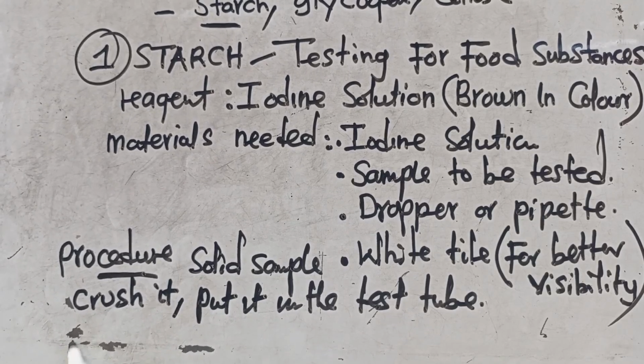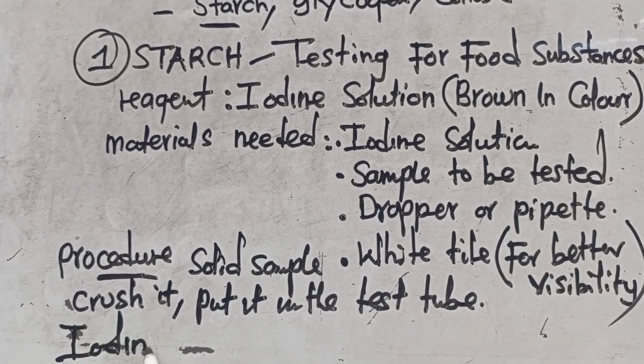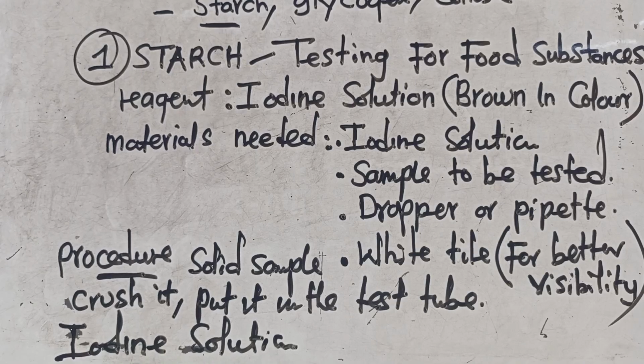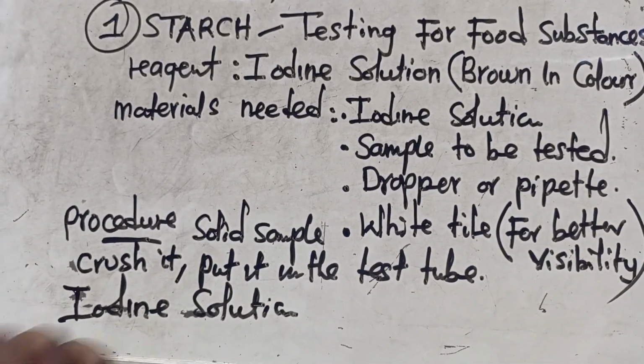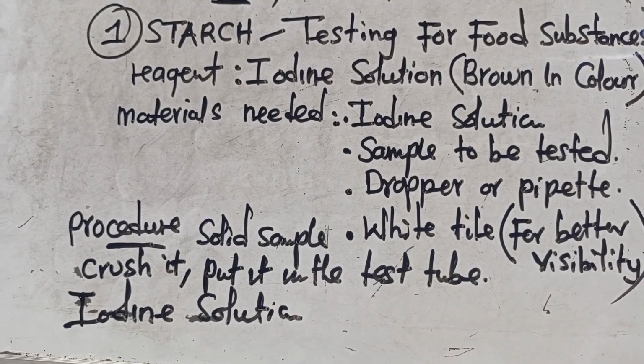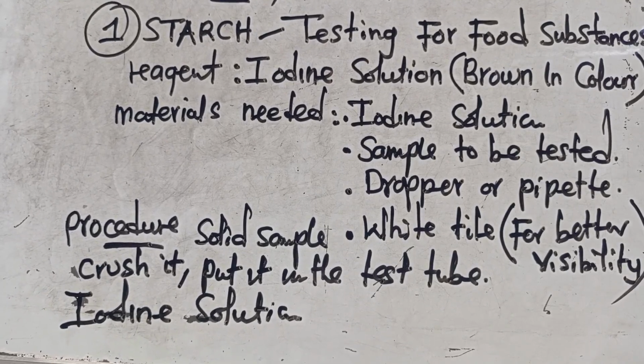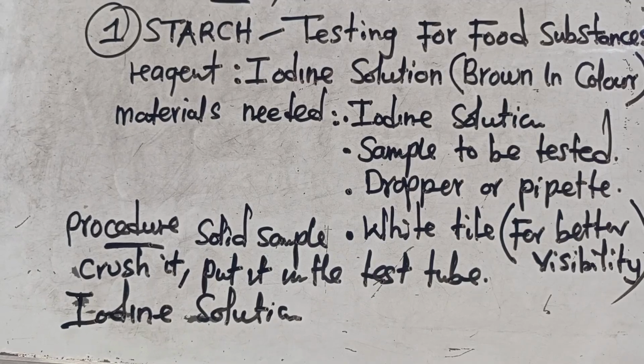You now get the iodine solution using a dropper. You add a few drops of iodine solution directly into the sample that is in the test tube. Under observations, you are going to observe any color change. You need to note that if it is a positive result, a blue-black color change indicates the presence of starch.